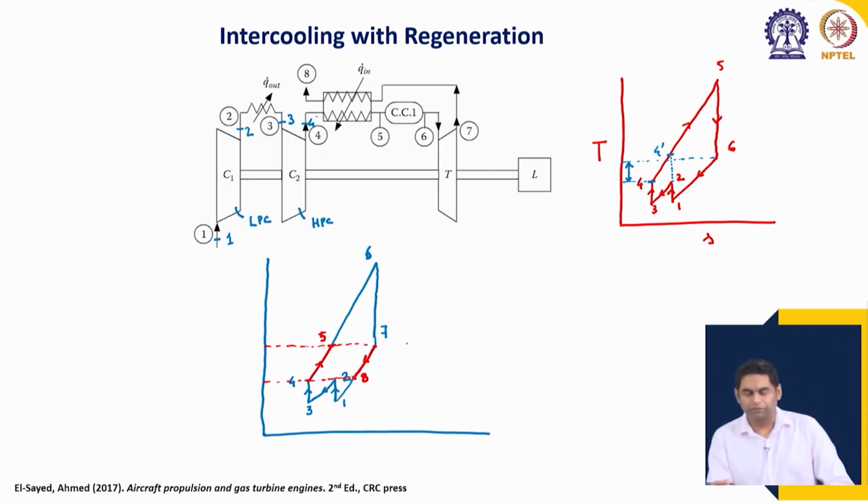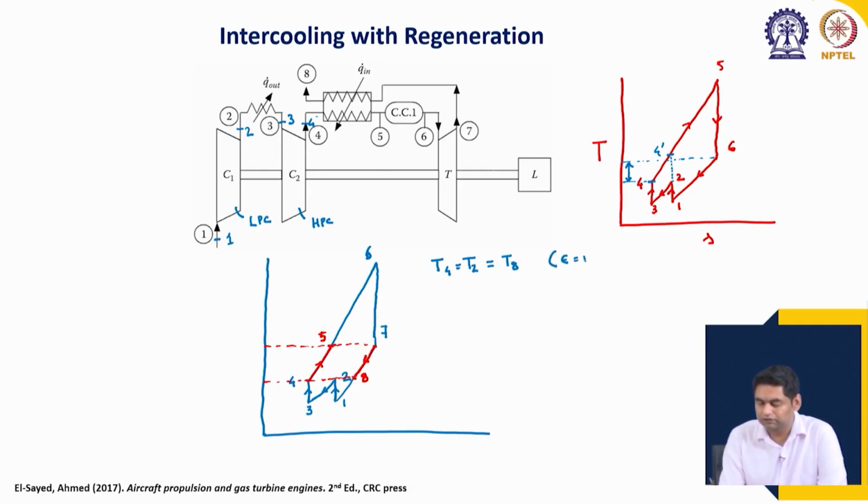So, considering optimal conditions for the intercooler, we know that T4 should be equal to T2, which is also equal to T8, if we consider that in the regenerator the effectiveness is 1. So, optimal condition.